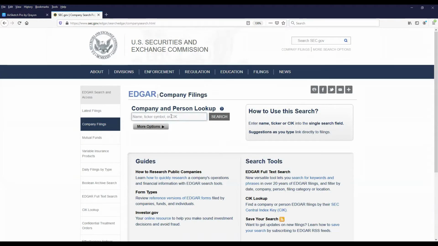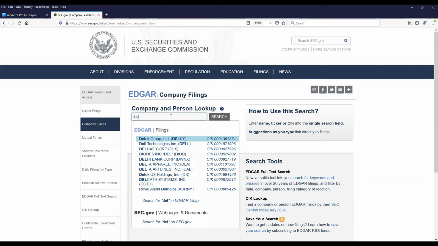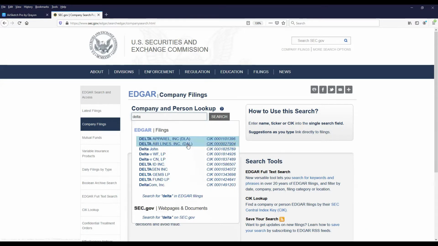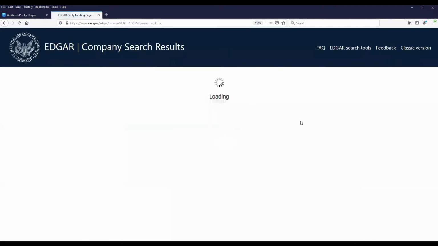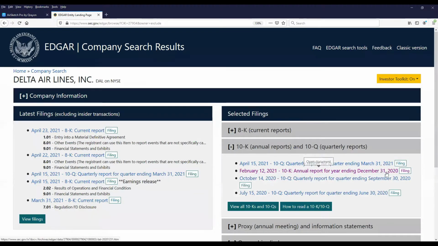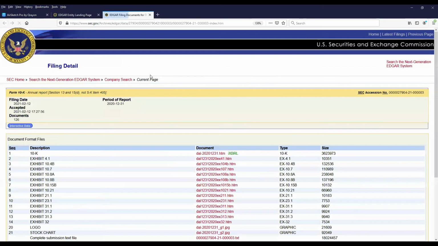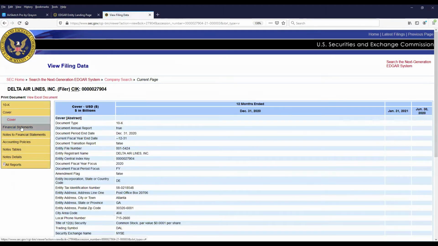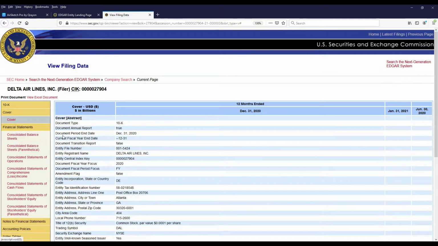And let's have a look at the Delta's case. Delta's ticker is DAL. And then let's open their annual report. Here is the one. Click the filing. And then interactive data. And then where was it?